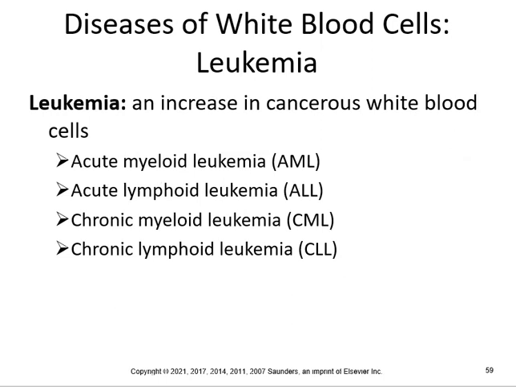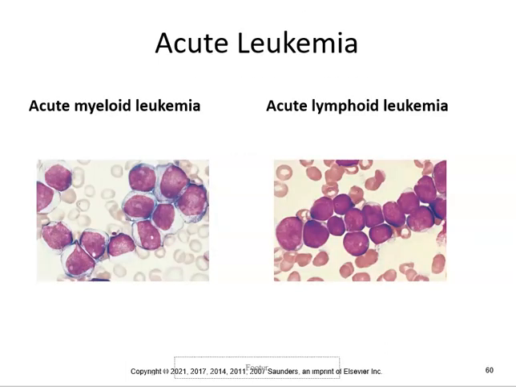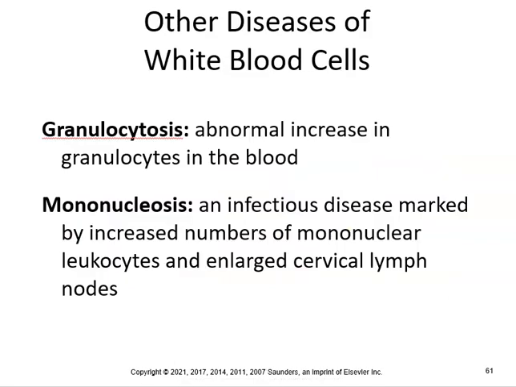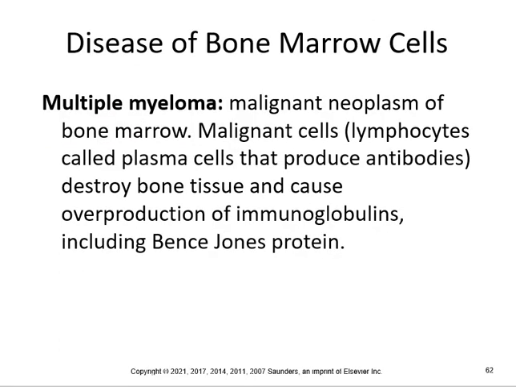Leukemia, that's an increase in cancerous white blood cells. So you have acute myeloid leukemia, acute lymphoid leukemia, chronic myeloid leukemia and chronic lymphoid leukemia. Other diseases of white blood cells: granulocytosis, abnormal increase in granulocytes in the blood; mononucleosis, infectious disease marked by increased numbers of mononuclear leukocytes in large cervical lymph nodes; and multiple myeloma, malignant neoplasm of bone marrow, malignant cells destroy bone tissue and cause overproduction of immunoglobulins.